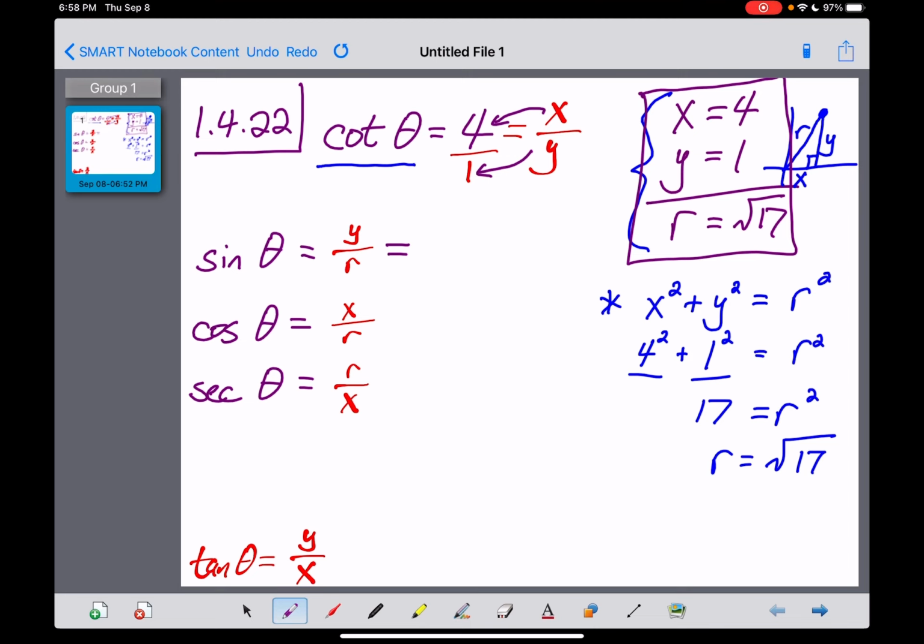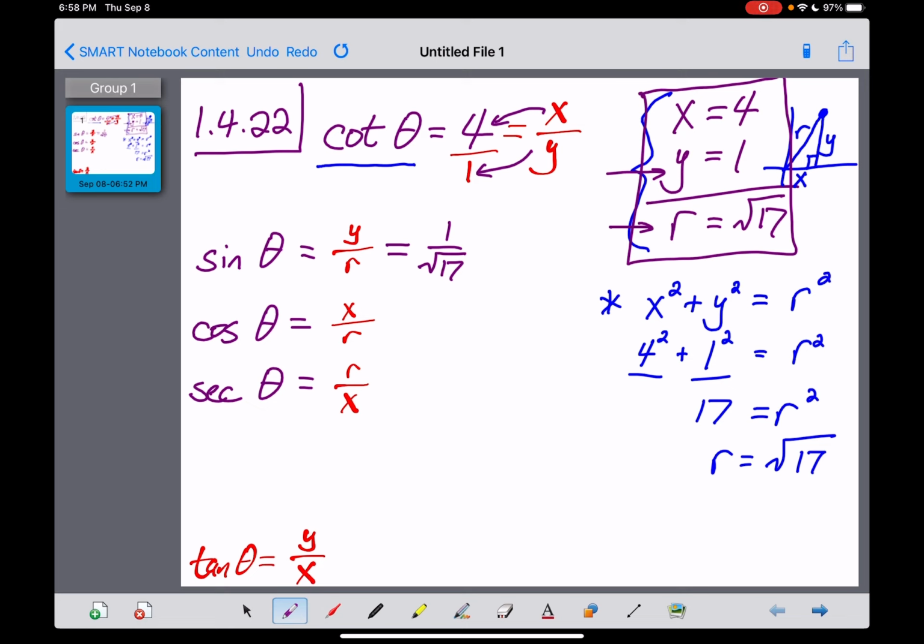That's our y-coordinate divided by our radius. Our y-coordinate, I found that right here, is 1, and our radius right here is the square root of 17. Now, previously, you guys have been taught, I believe in Algebra 2 and in pre-calculus, you're not allowed to leave an irrational number in the denominator.